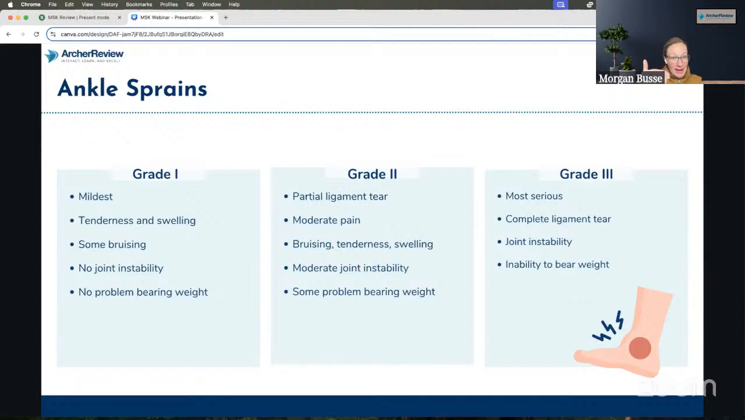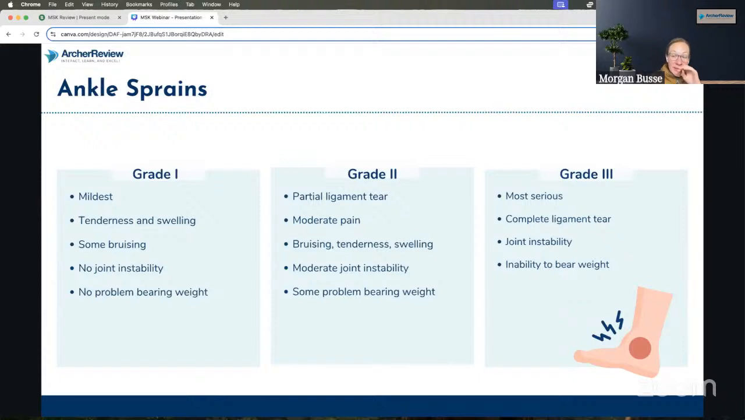All right, but then we step it up a notch. We go to grade two. Here we're actually seeing a partial tear. If we got an MRI on this patient, you would see that the ligament has some tearing happening, but it's still intact. This is going to be a little more painful, with more bruising, tenderness, and swelling. When we check the stability of that joint, we're going to find it's a little more lax. We have a little more give when we're doing inversion and eversion of that ankle, and this person doesn't really want to bear weight, but they can if needed.